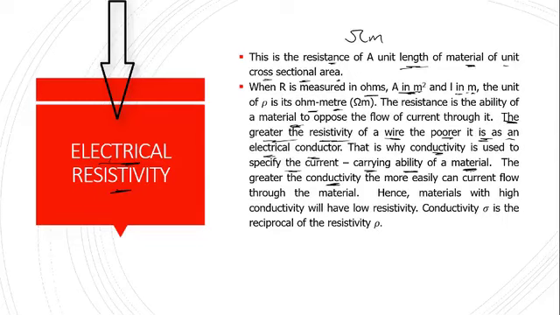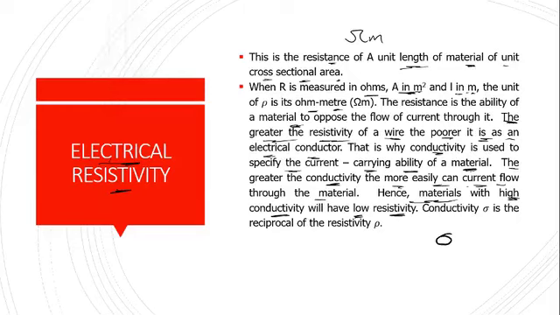Conductivity is the opposite of resistivity. So the greater the conductivity of a material, the more easily electric current can flow through that material. Hence, materials with high conductivity will have low resistivity. On the other hand, materials with low conductivity will have high resistivity. So they are the inverse of each other.